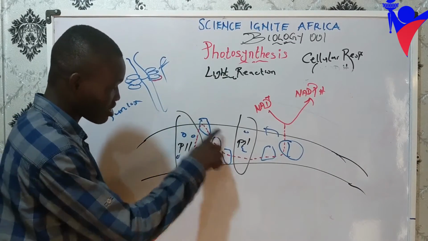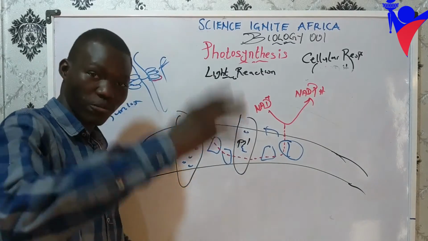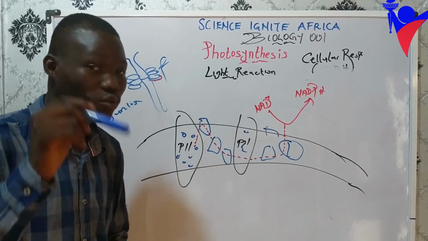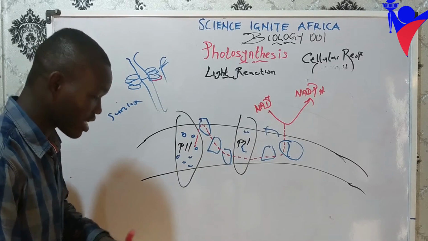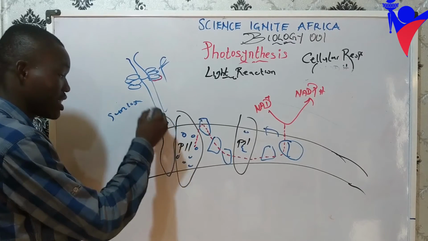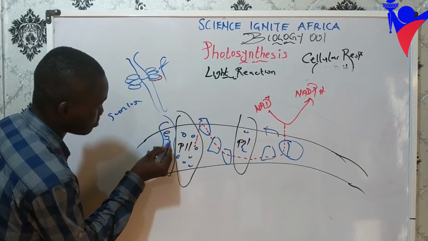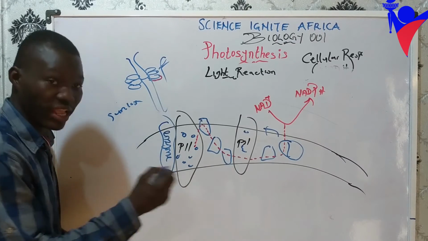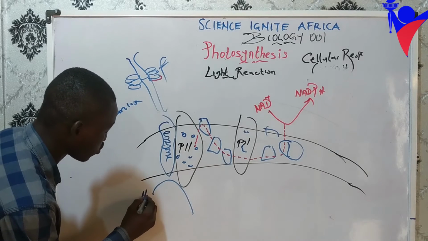So this electron has moved away from this photosystem. It needs to be what? To be replaced back. And that is where photolysis of water comes in. So in photolysis of water, we use an enzyme, it's called a hydrolase enzyme. The enzyme helps to split water.